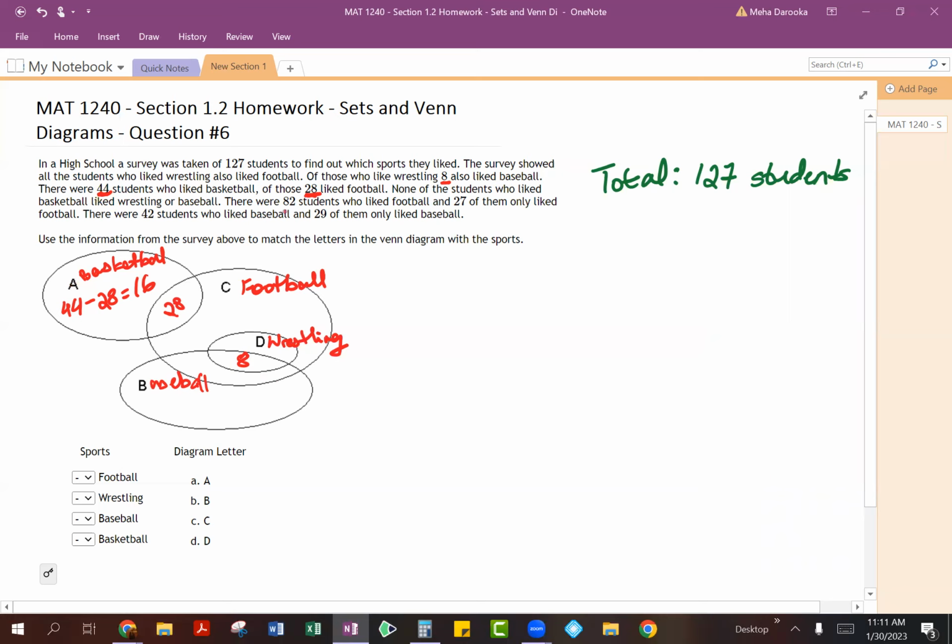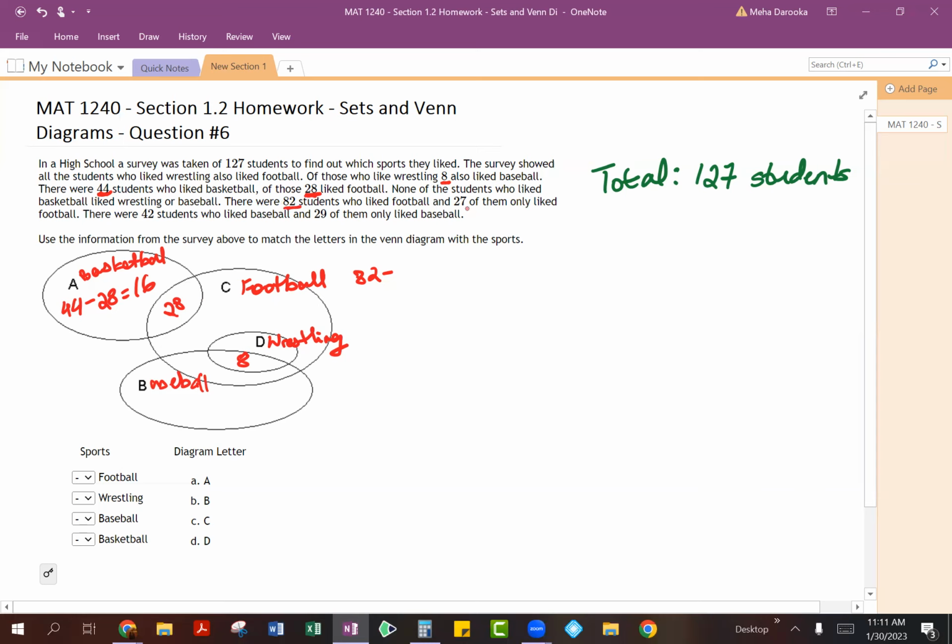Okay, now let's move on to the next one. Now they're telling us there were 82 students who liked football. So there's a total of 82 students who liked football. That tells you that the whole circle C should add up to a total of 82, because that would include any of the overlapping students who like basketball, baseball, and wrestling, including football. So that should add up to a total of 82.